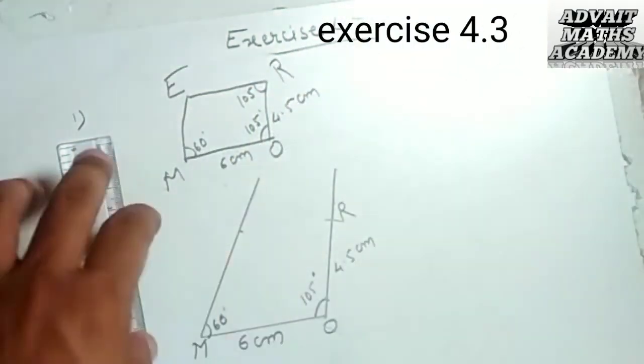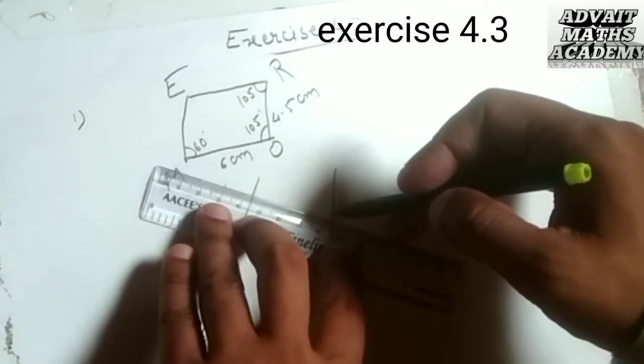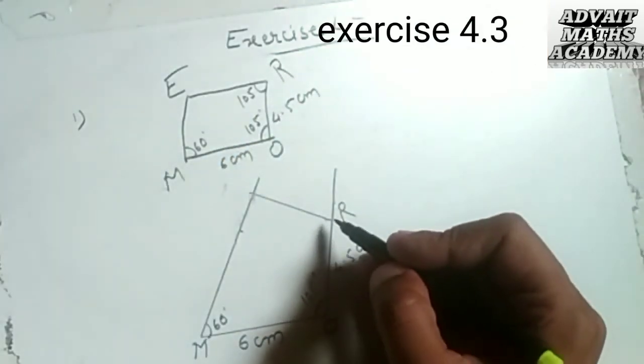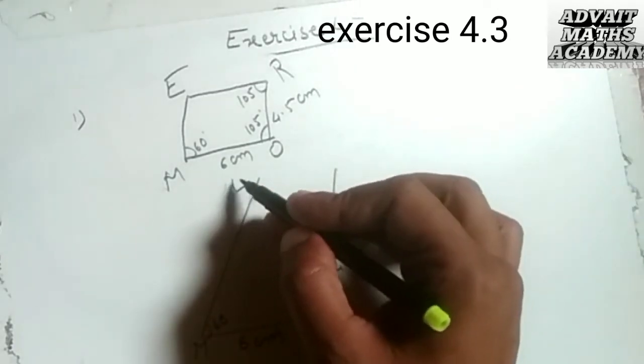Make the point and draw with the help of a ruler. This is also 105 degrees. This is E.